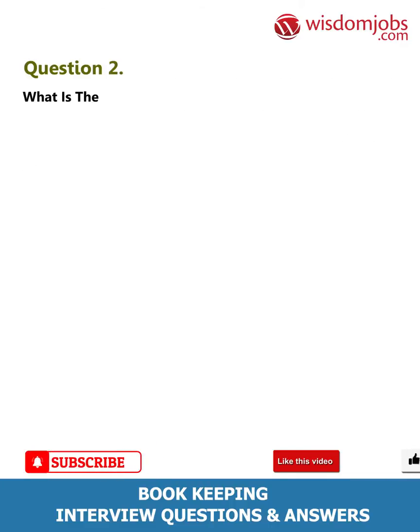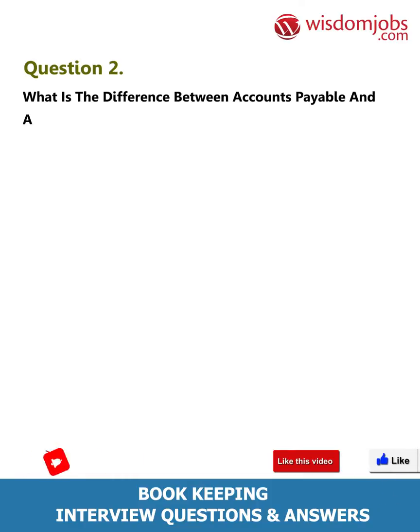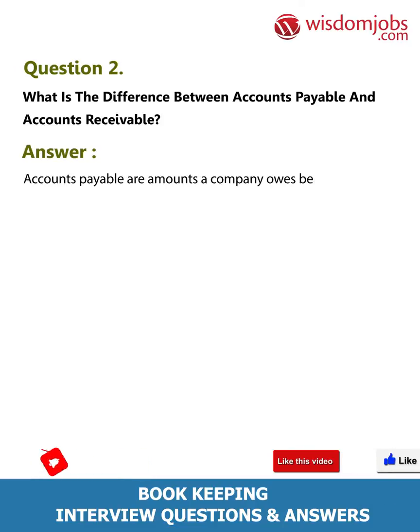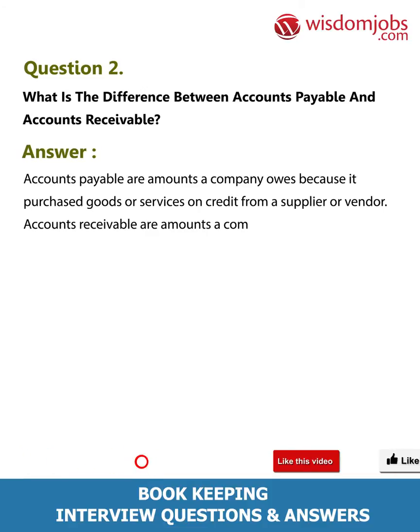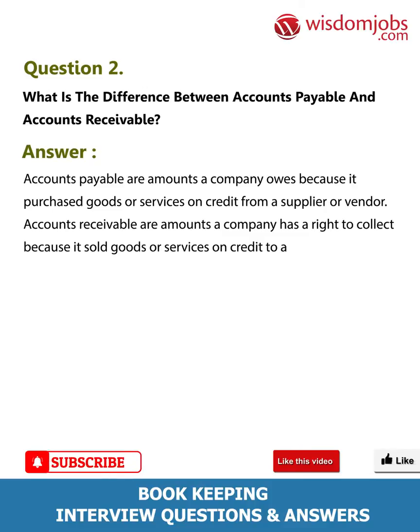Question 2. What is the difference between accounts payable and accounts receivable? Answer. Accounts payable are amounts a company owes because it purchased goods or services on credit from a supplier or vendor. Accounts receivable are amounts a company has a right to collect because it sold goods or services on credit to a customer. Accounts payable are liabilities.